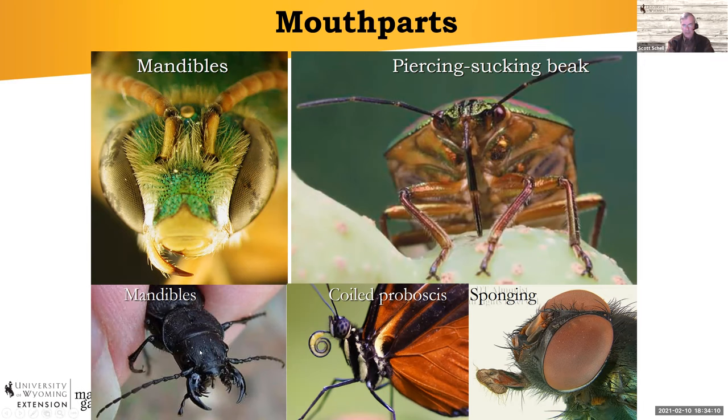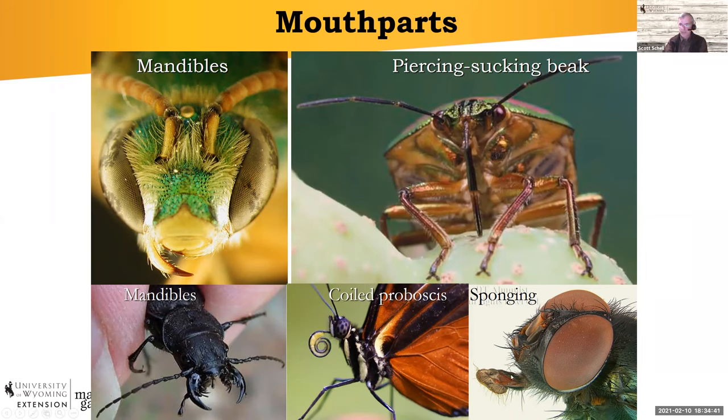Some of them, like this big ground beetle, have really big mandibles sticking out front because it uses them to grasp its prey. You have piercing, sucking beaks that can be used either to feed on plants or other insects, or sometimes like bed bugs, they feed on blood of animals. A coiled proboscis, that's what moths and butterflies can have if they feed as adults. There are many species that do not feed as adults, so they've lost those mouth parts.